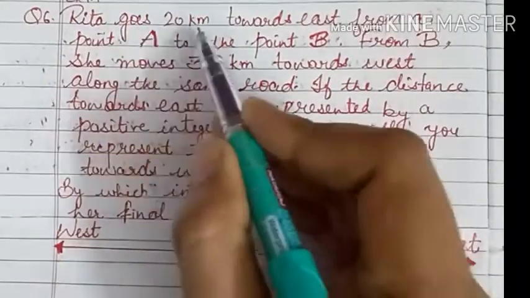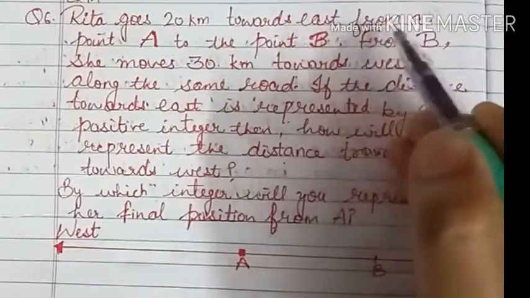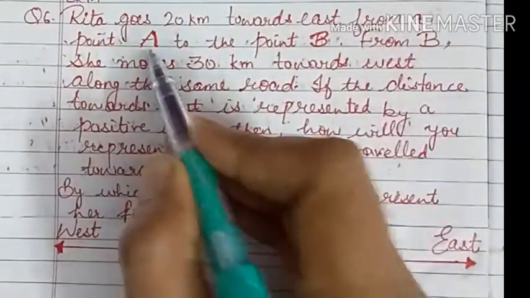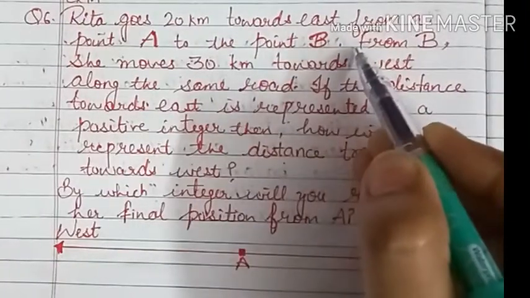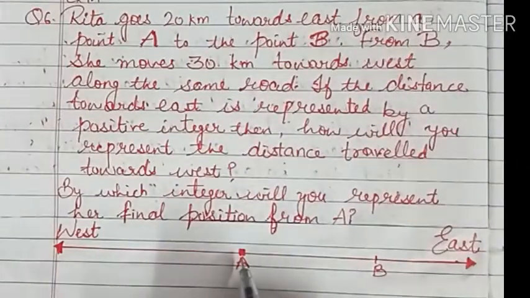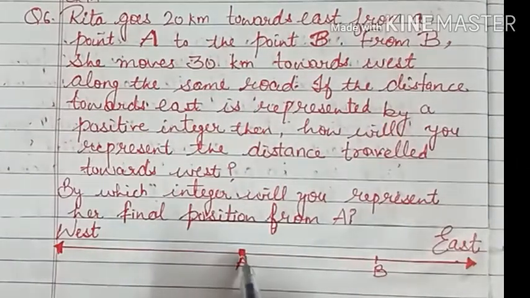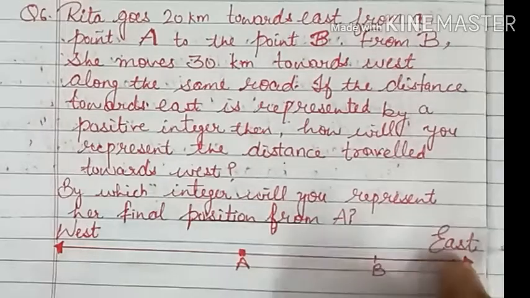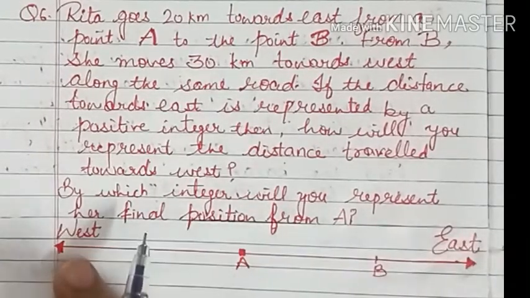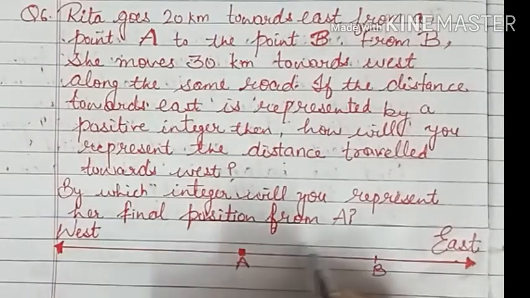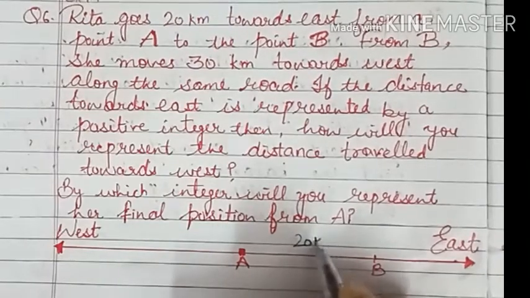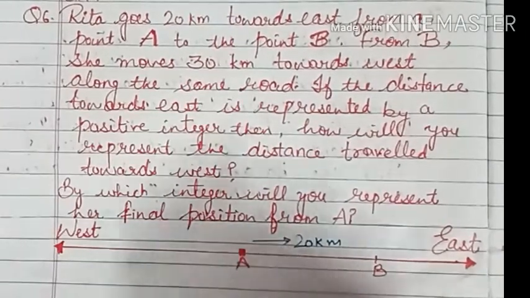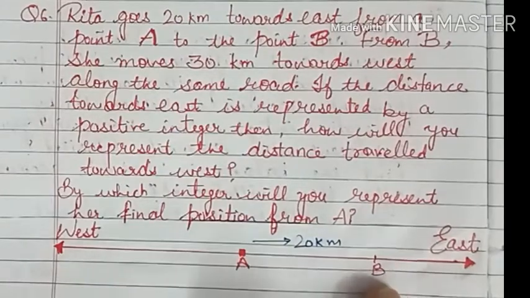Rita goes 20 km towards east from a point A to the point B. That one girl, Rita, is going 20 kilometers towards east direction. This is east direction, this is the west direction. So she is going 20 kilometers towards east from point A to point B.